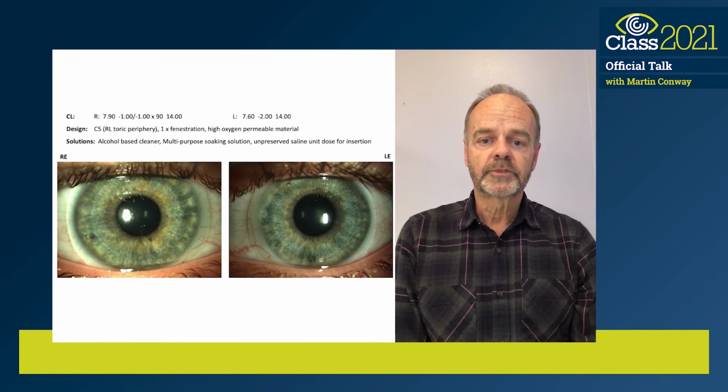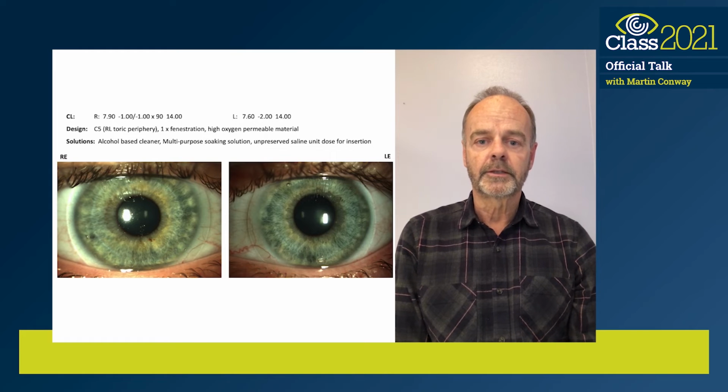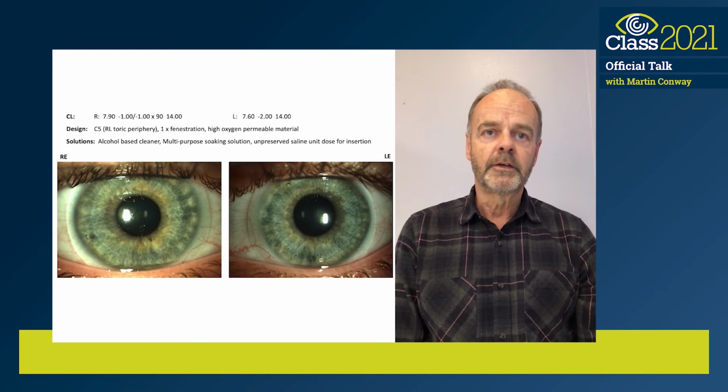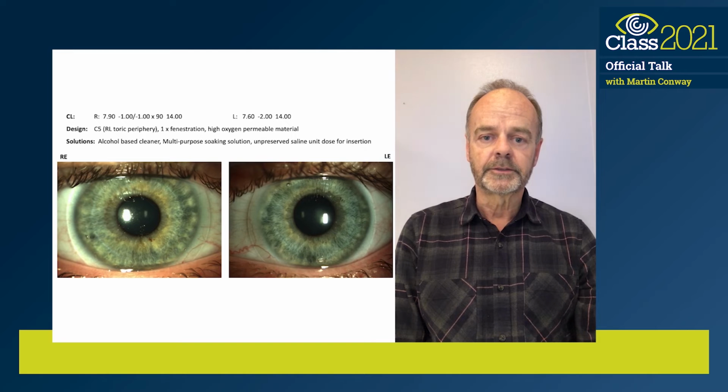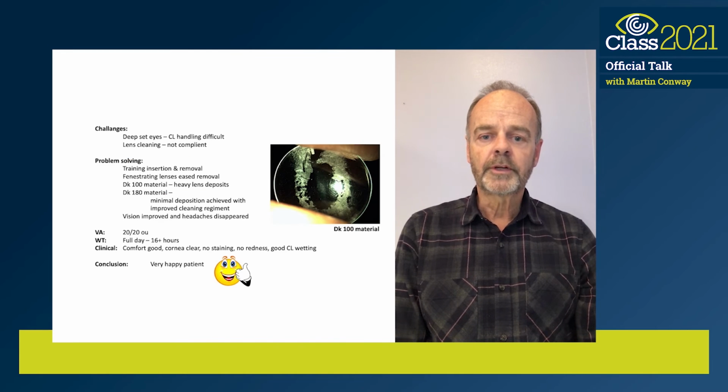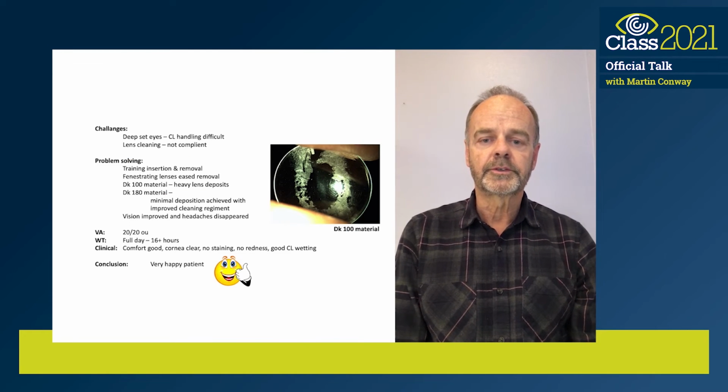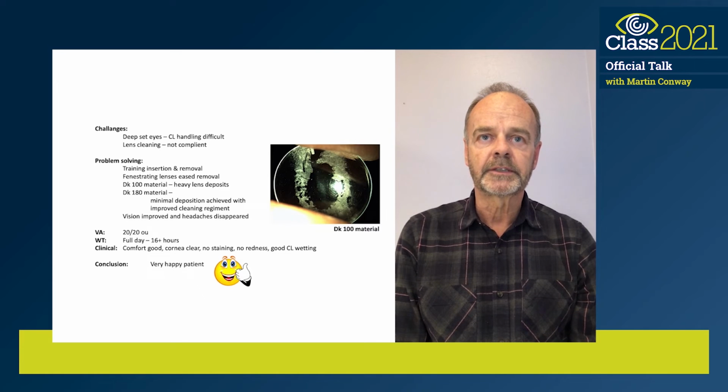We fitted him with a 5-curved toric peripheral lens, and we used a high oxygen permeable material at the time. We used an alcohol-based cleaner, multi-purpose soaking solution, and non-preserved saline for inserting the lenses in. We had a few challenges from him because his eyes were rather deep set.